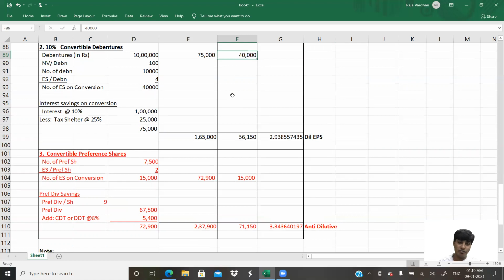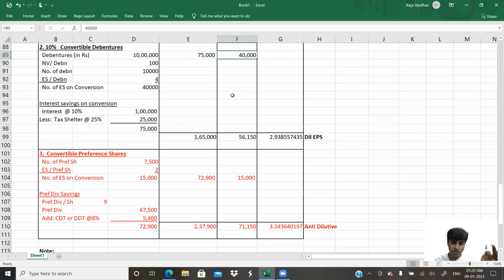Next, if there were preference shares, you would have to pay a preference dividend of 9 rupees per preference share. 9 rupees per preference share multiplied by 7,500 preference shares gives us 67,500. If we were giving dividend, you would have to pay dividend distribution tax at 8%. I'm taking 8% of 67,500, that is 5,400. So I would have to shell out 72,900. Now, because there are no preference shares and they're getting converted to equity shares, I would increase my profit by 72,900.